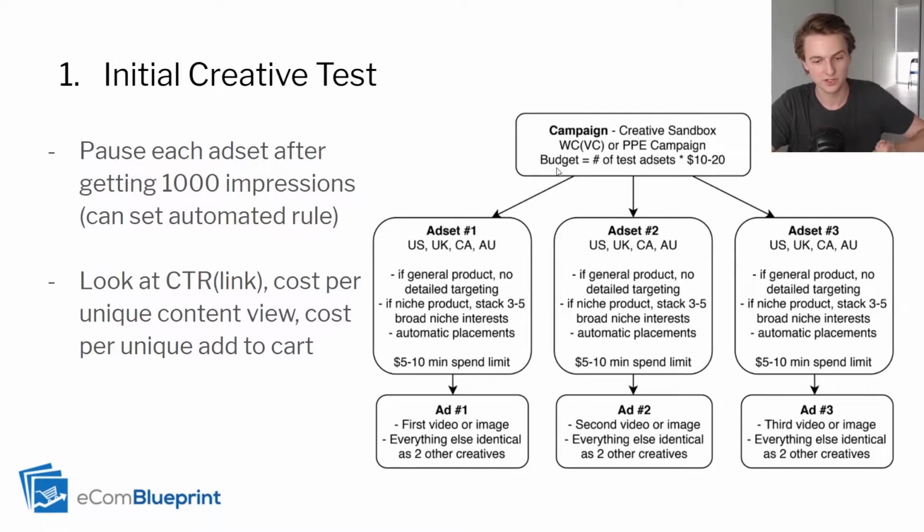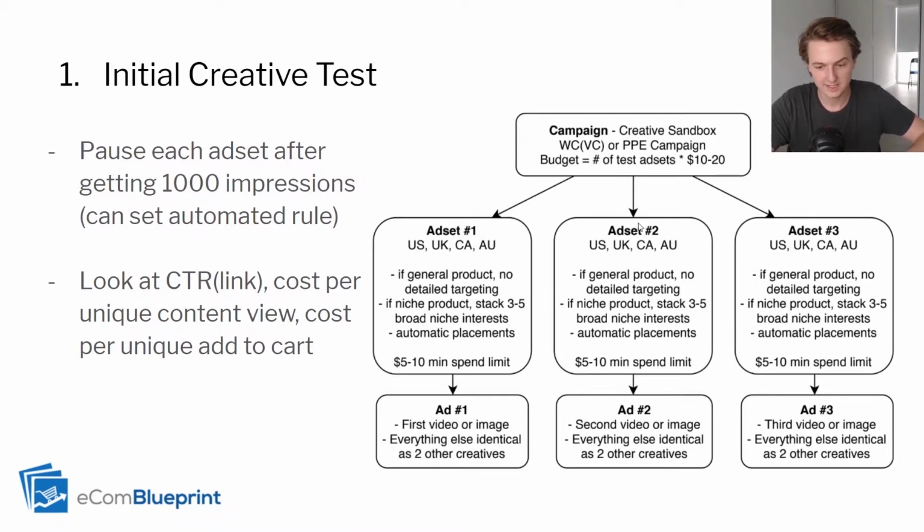Now, for the budget, you want to use the number of test ad sets times $10 to $20. And so if you're testing 3 ad sets, like in this scenario here, your budget would be $30 to $60. And for most people, I'd recommend $10 per ad set. So 3 ad sets, $30 campaign budget. That's enough to get enough testing data for these creatives.